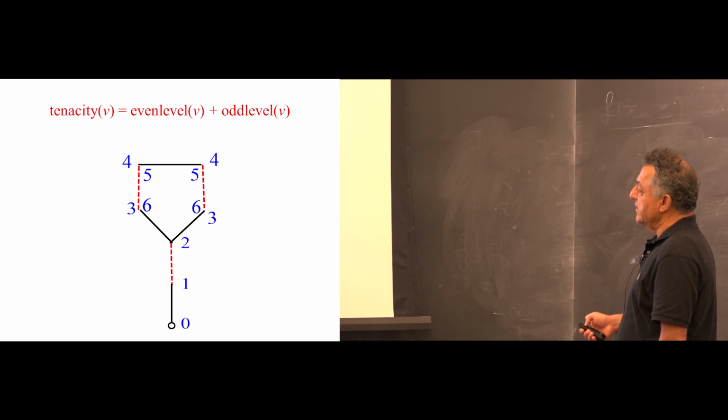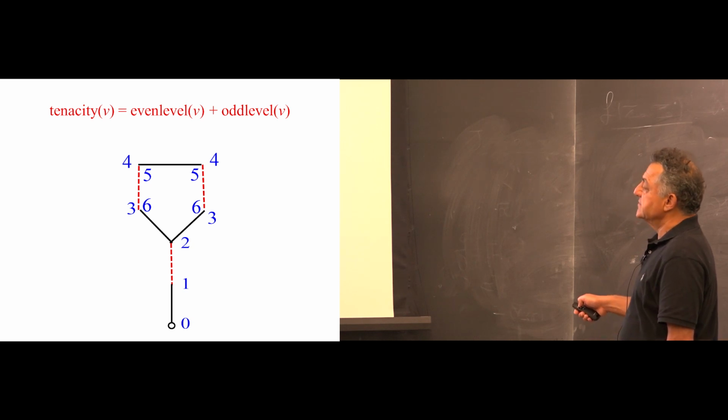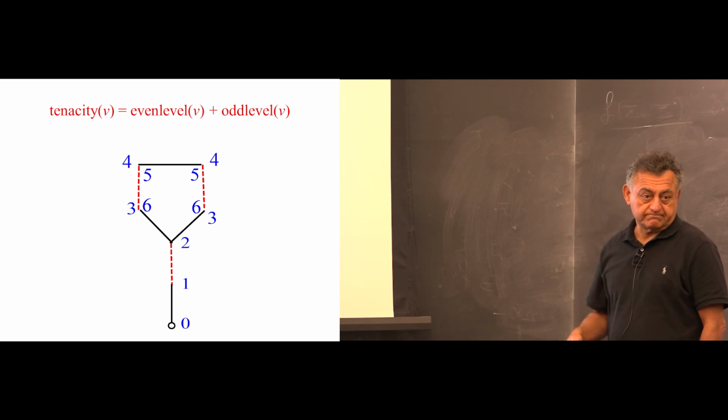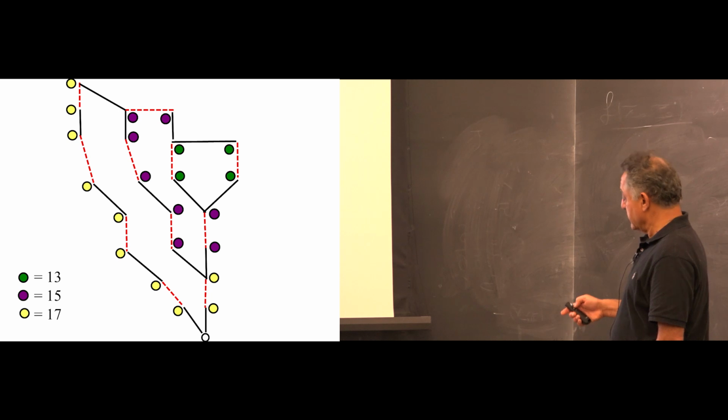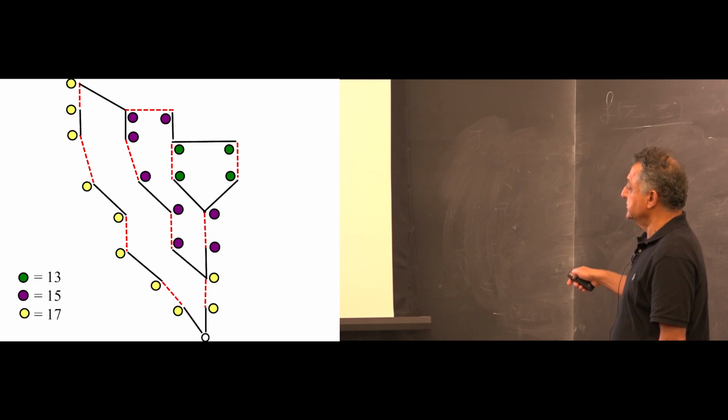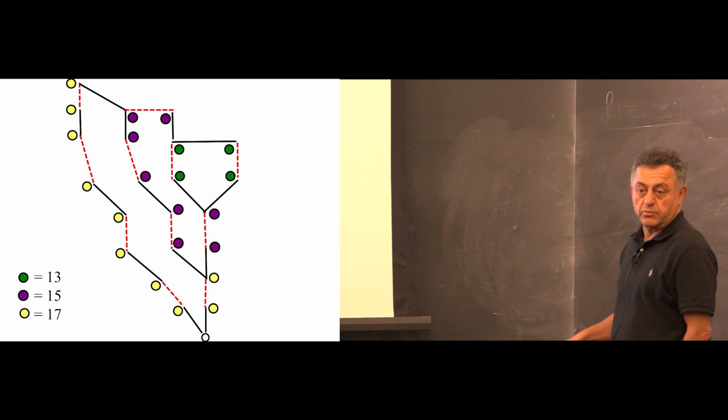Okay, and I defined the tenacity of a vertex to be the sum of the even and the odd levels. And you can think of a small lollipop here, which has length 9, because it is 1, 2, 3, 4, 5, 6, 7, 8, 9. And that's the tenacity of these 4 vertices. They all sit inside the same lollipop. Okay, and here the tenacity of the green vertices is 13. There's a small lollipop here, and the purple ones is 15, and the yellow ones is 17, and the white one is infinity.